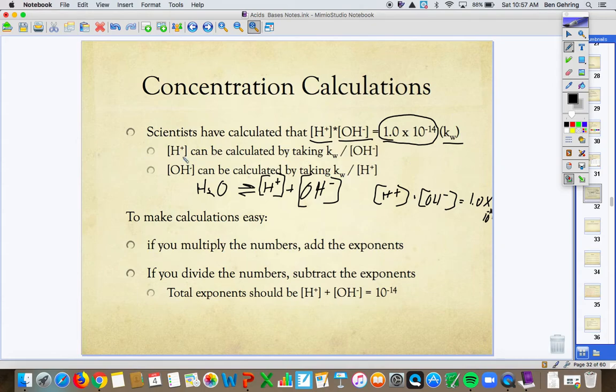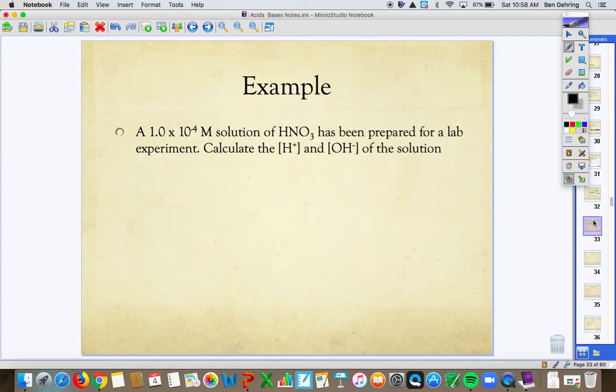We can calculate the concentration of hydrogen by dividing Kw by OH. We can calculate hydroxide by dividing Kw by H plus. And when we talk exponents, you're going to have a lot of exponents here. To make calculations easy, when you multiply numbers, you add exponents. If I take H times OH, I'm going to multiply these numbers and add the exponents. If I divide, when I take Kw divided by, you divide your numbers and then subtract your exponents. As far as exponents go, your exponent on hydrogen plus your exponent on hydroxide should equal negative 14. 10 to the negative 14th should be your final answer there. And so we'll practice this right now.